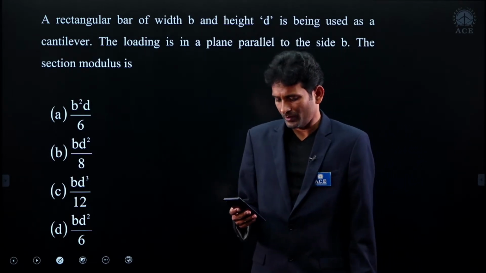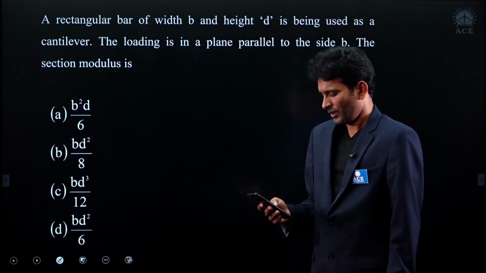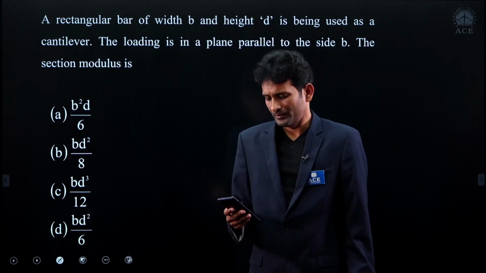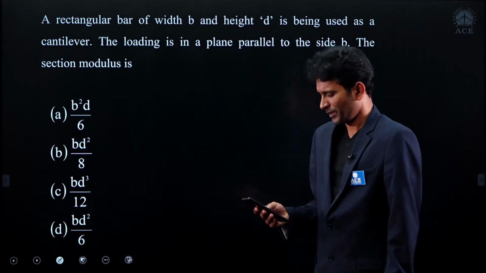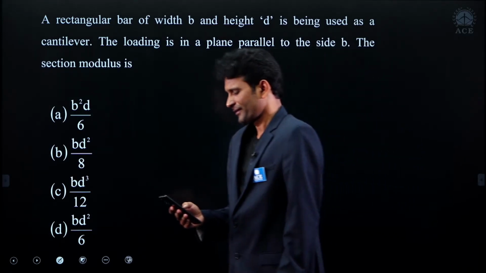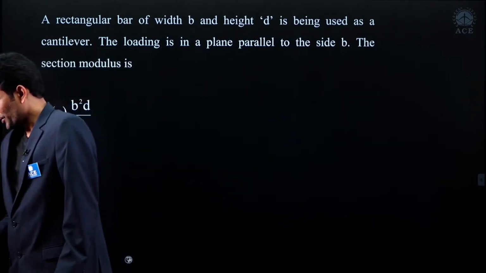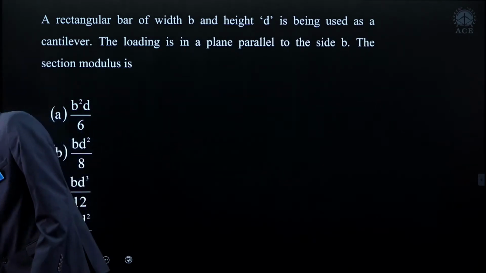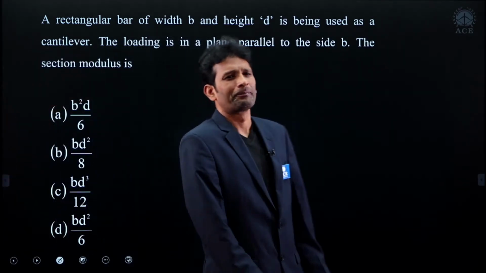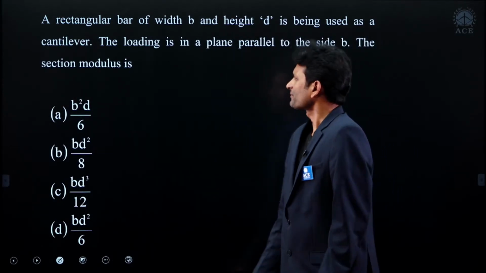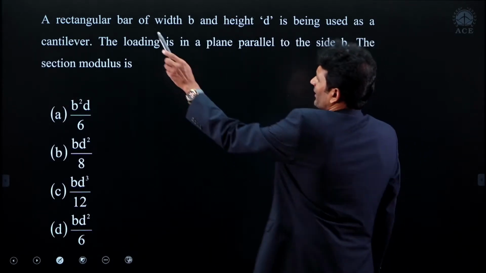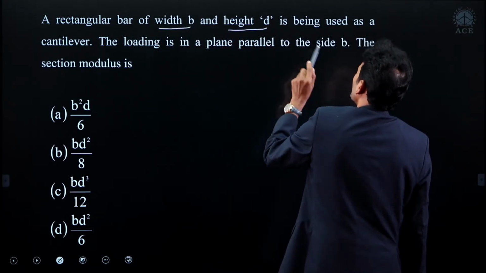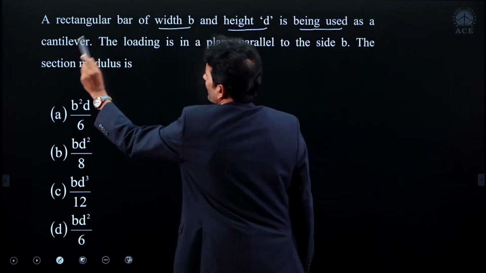Option D. Some are saying option C. Some are saying option B. Option D. Yes. Why I am selecting this question is, this is the reason most of the people are committing the mistake. That is one of the reason I am taking this problem. Read the problem carefully. A rectangular bar width B and height D is being used as a cantilever beam.